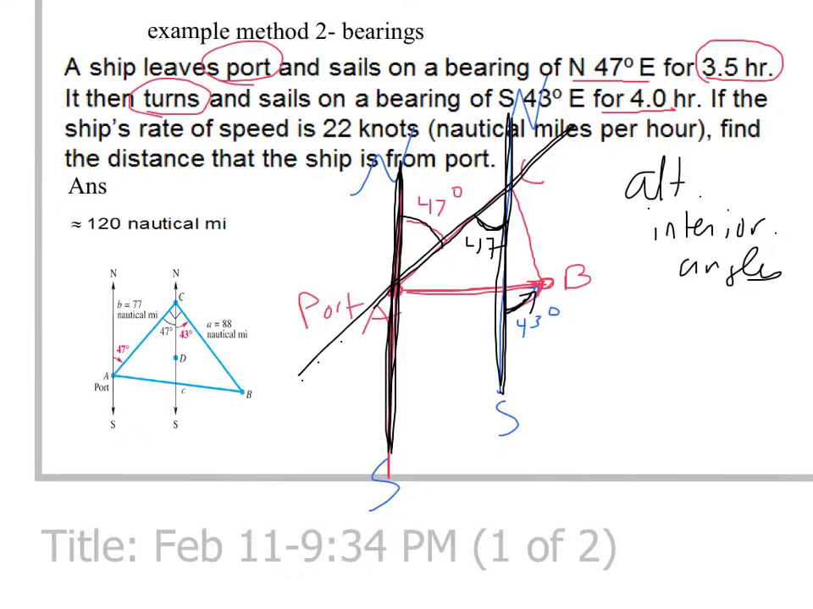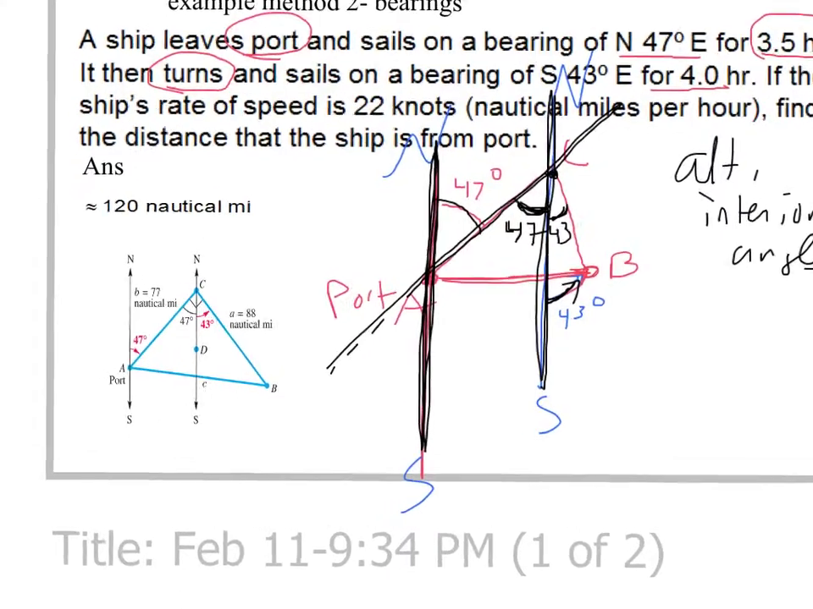All right, so if you know from here to here is 47, and you know from here to here is 43, well then 47 and 43 make 90. So that happens to be a 90-degree triangle, hence I'm going to zoom in. See?